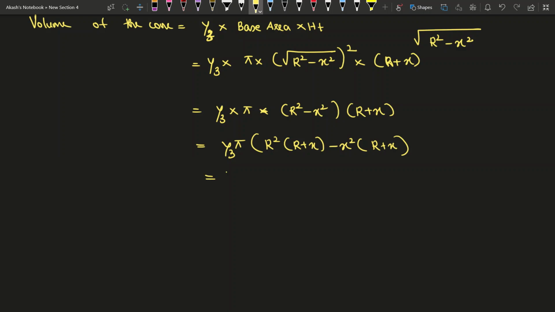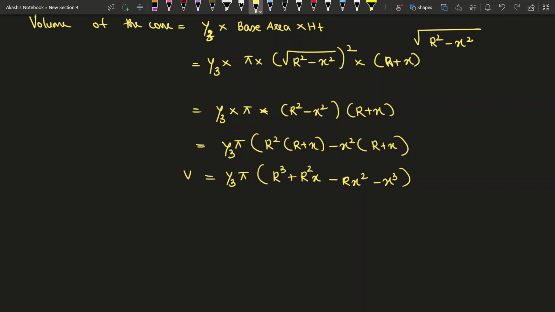If you again open up the bracket, you will get 1/3 π into r³ + r²x − rx² − x³. So basically this is nothing but equal to volume. So we need to check when the volume will become maximum.